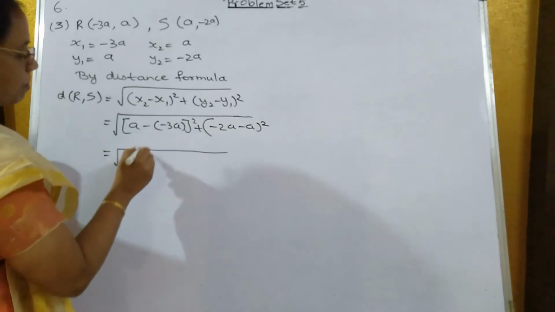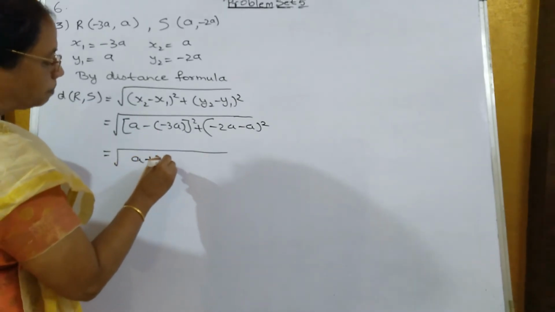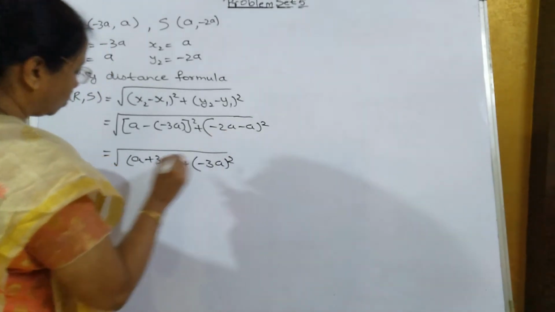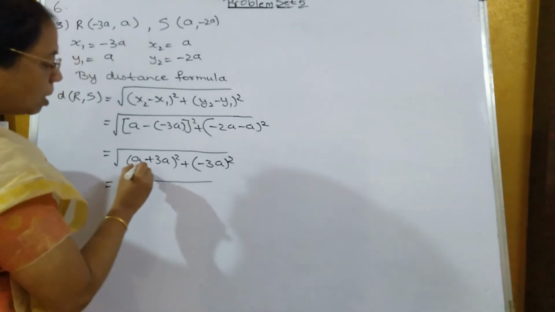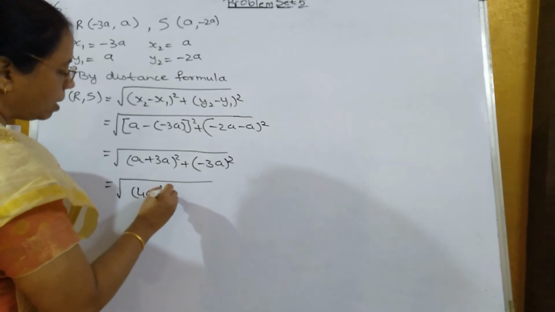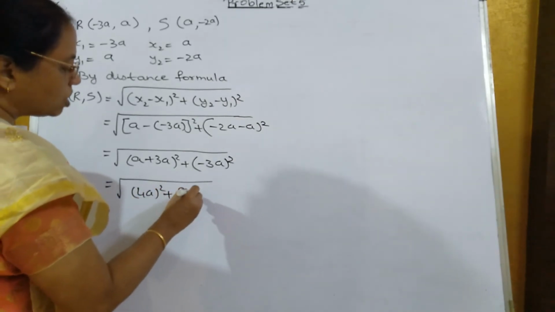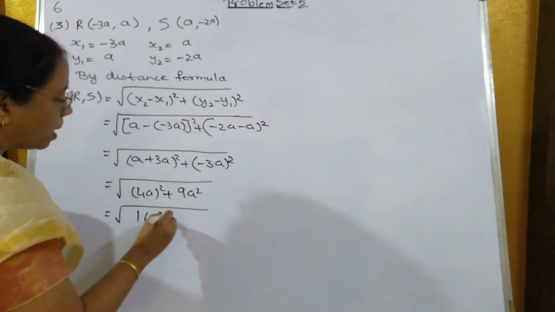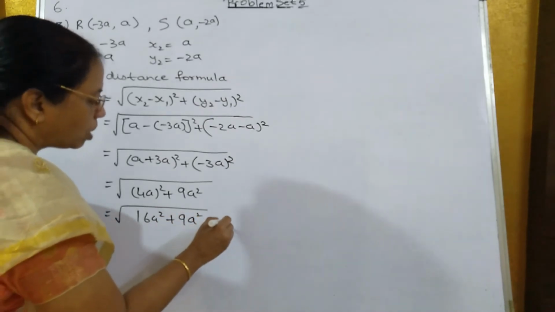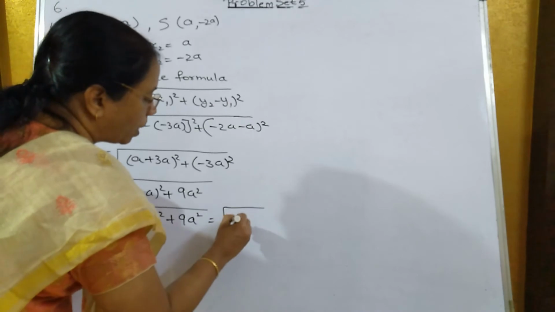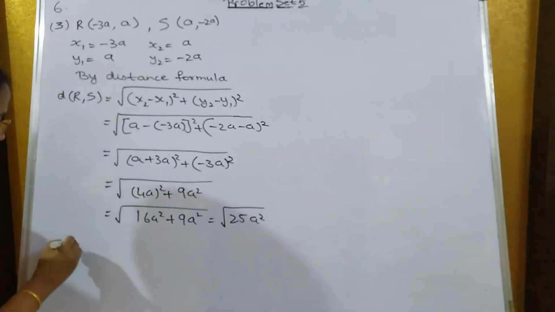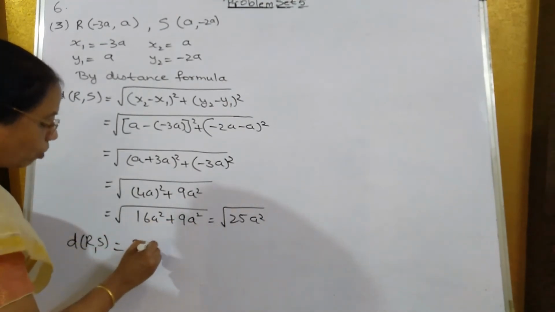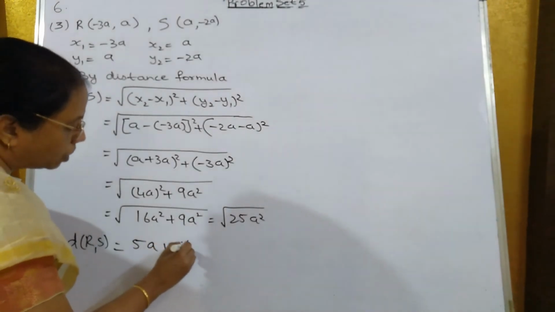So that is equal to how much? A minus into minus 3a is plus 3a the whole square, plus -2a minus a is -3a the whole square. That's equal to a plus 3a is 4a the whole square, plus -3a the whole square is 9a square. So that's equal to 16a square plus 9a square, which is 25a square. So distance RS is root of 25 is 5 and root of a square is a, so 5a units.